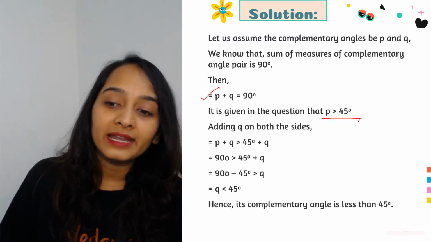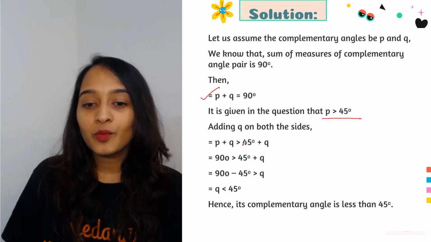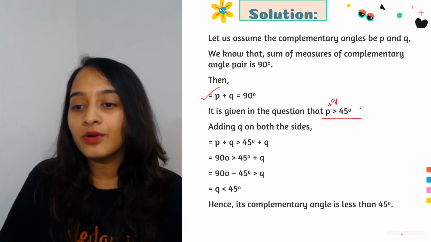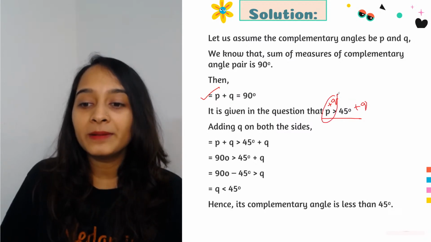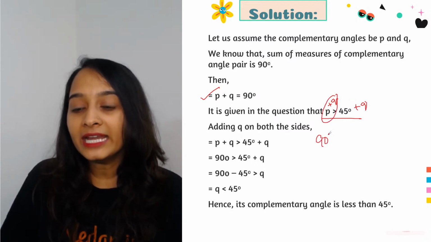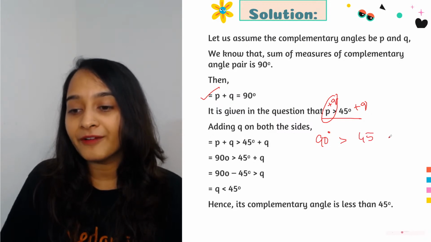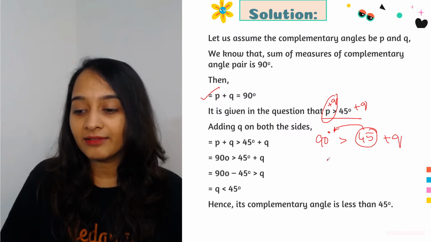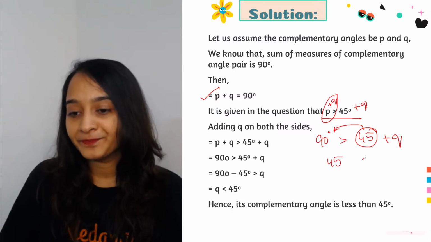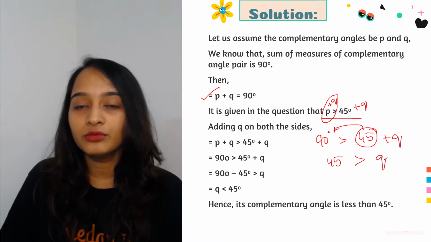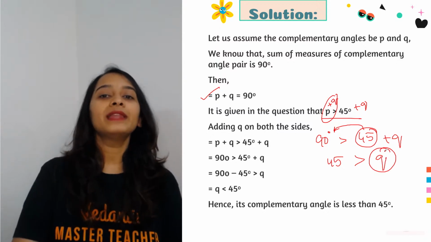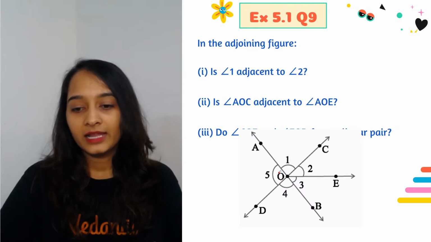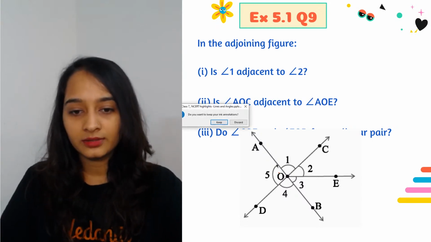P is already greater than 45. So what will happen if I add Q on both the sides here? Plus Q plus Q. But P plus Q has to be 90. So 90 degrees is greater than 45 plus Q. When I take the 45 to the other side, it will become 45 greater than Q. So basically Q will be less than 45. That is just common sense. Let's move forward with the next question.